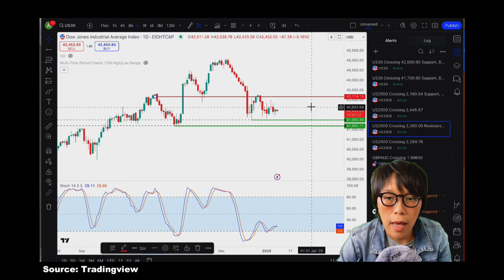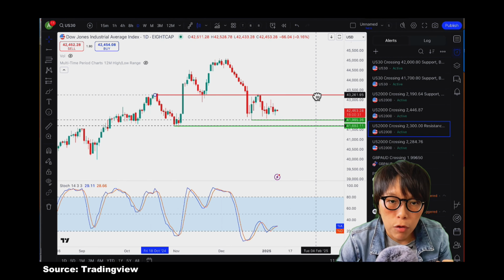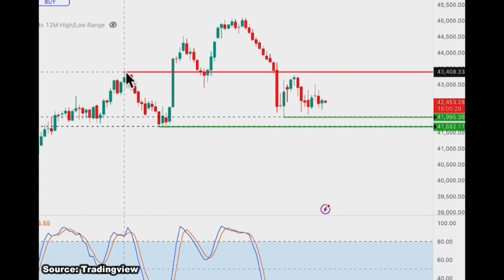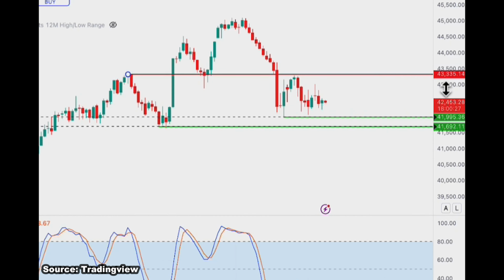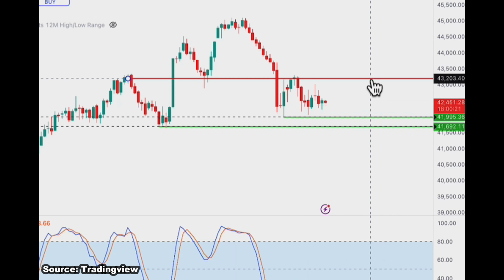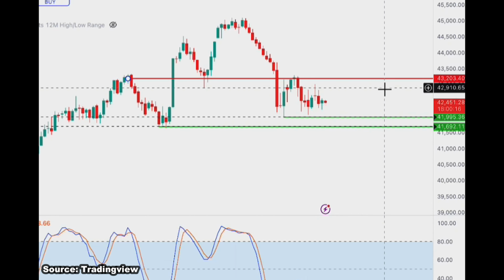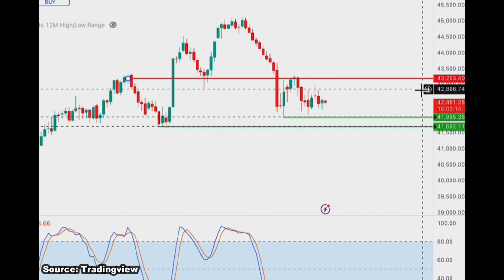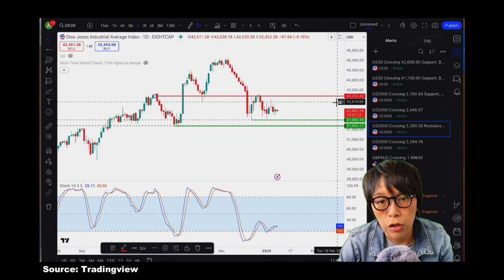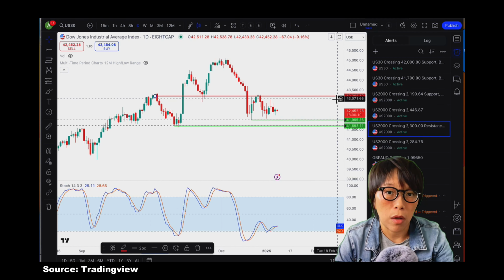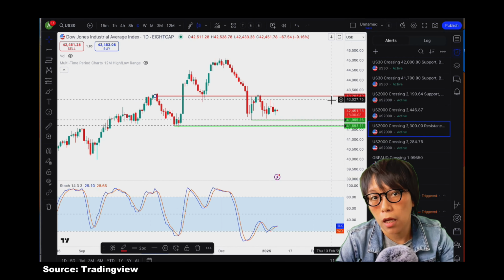So the whole idea is, if you do find a level, like for example, this is a level here, all right, and you know that it's, for example, 43,335, you might want to set it a little bit lower. Like for example, I want to have a 100 points buffer, so I want to set the alert at 43,200, so that you do get your notification earlier, and when price is about there, then you take a look at your charts.